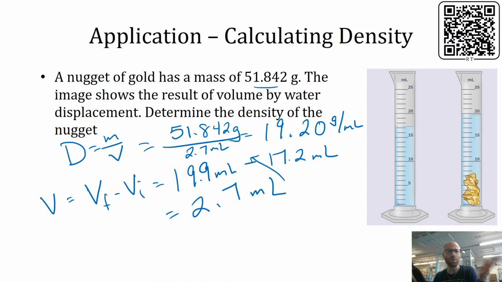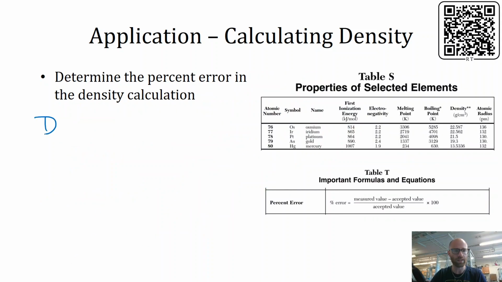For now, let's just round at a reasonable length. Let's say like 2 decimal places if you have them. That's fair, and we're not going to put any more rules on it than that. So our density was 19.20 grams per milliliter.